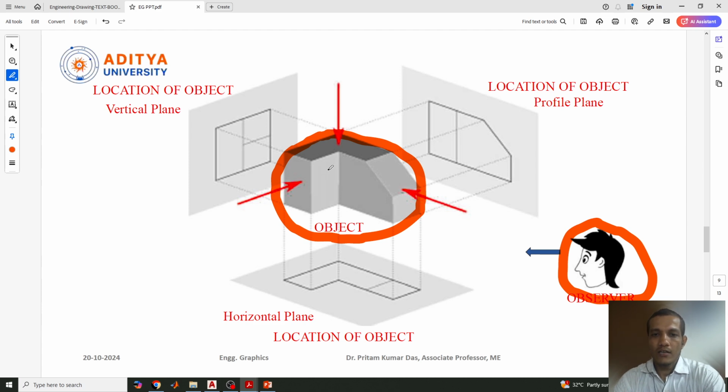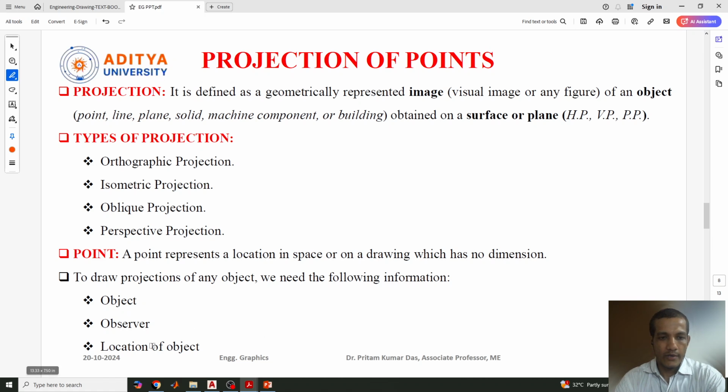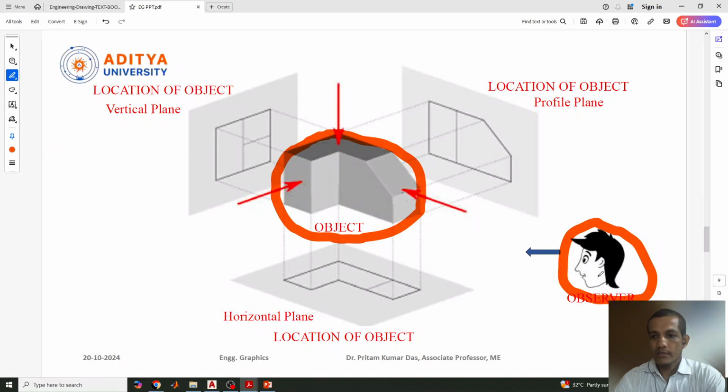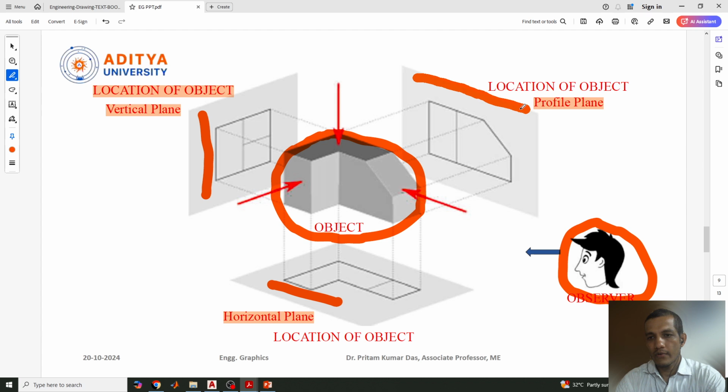The reflection or projection will be reflected on the opposite side. That is the location of the object, as I told you. Object required, observer required, and location of the object required. The location of the object may be a vertical plane, a profile plane, or a horizontal plane. So this is the horizontal plane, this is the vertical plane, and this is your profile plane.